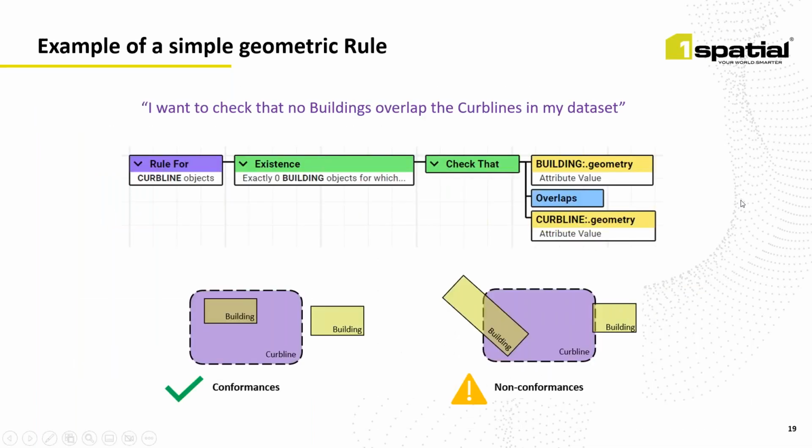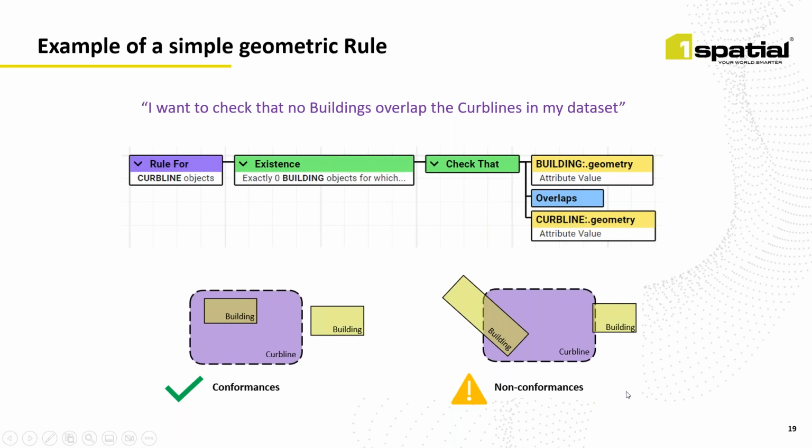So if we put that into practice and look at another example, this is again just a simple geometric example here. I want to check that no buildings overlap the curb lines in my data set. This is what that rule would look like within 1Integrate. We have a rule for our curb lines. We want to make sure that 0 buildings exist for which the building geometry overlaps the curb line geometry.